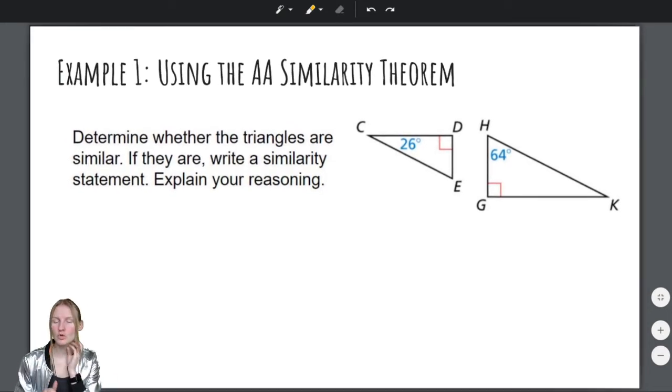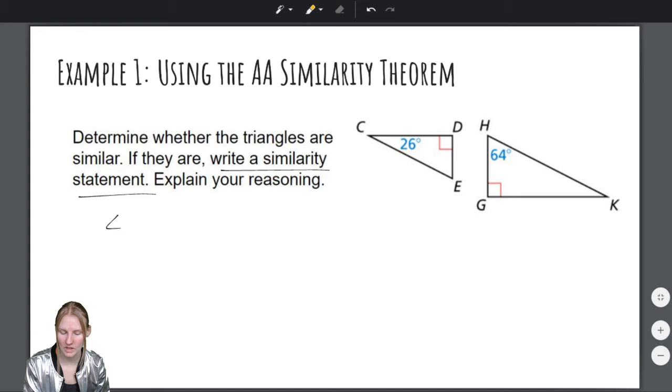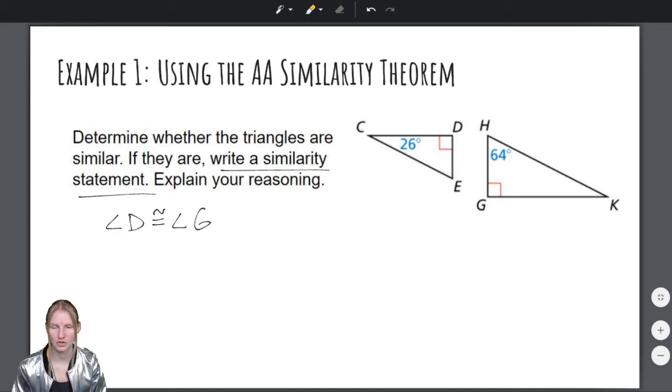So, using the AA similarity theorem, determine whether the triangles are similar. If they are, write a similarity statement. Explain our reasoning. Well, I see that angle D and angle G are both 90 degrees, so we already know angle D is congruent to angle G because all right angles are congruent, and I'll even write that. All right angles are congruent.